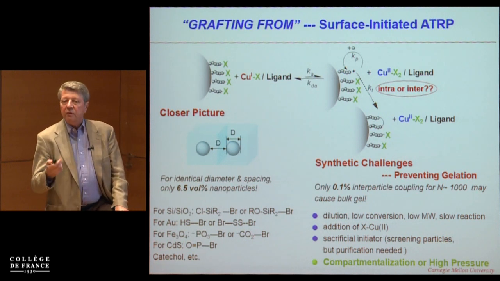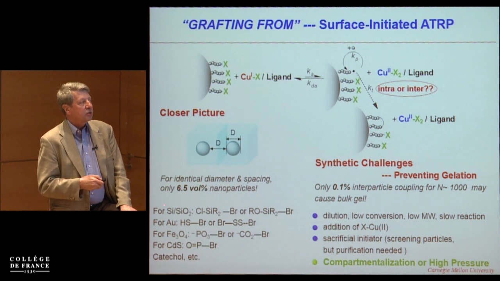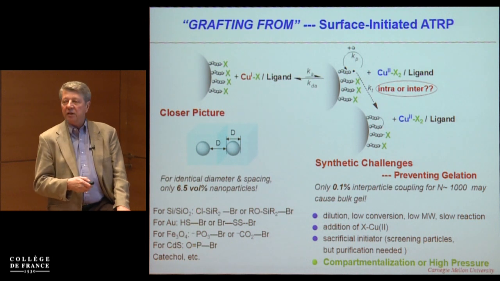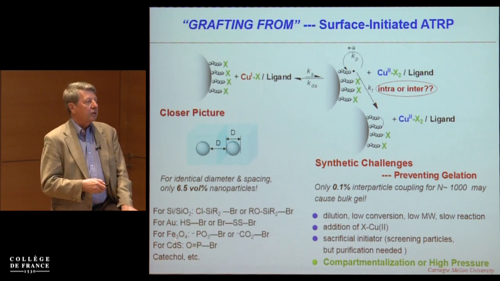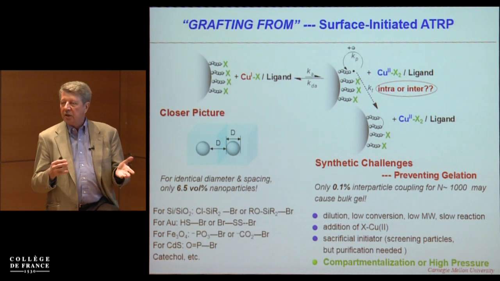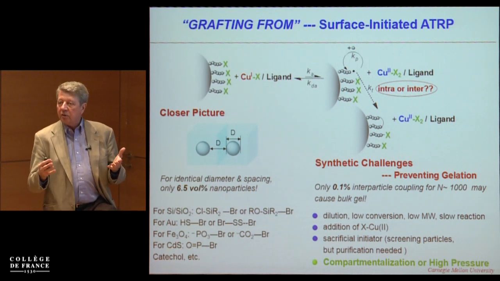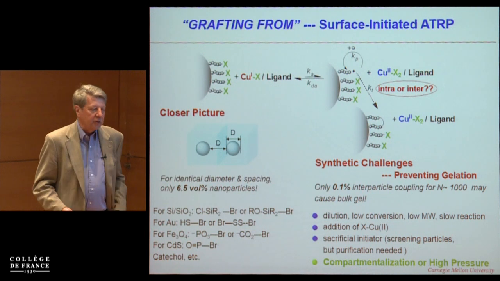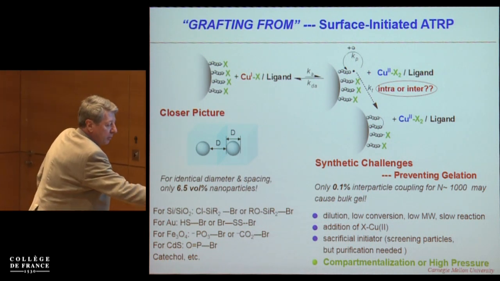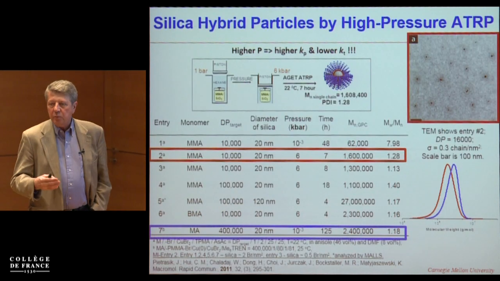And of course, we need to do this functionalization. I mentioned to you the silica or silane groups. Of course, we'll be using mostly chlorosilane, sometimes alkoxysilane, but for gold or for iron, for cadmium sulfide, for some others, we'll be using different anchoring groups in order to make them efficiently connected. But let me show you one example of high pressure.